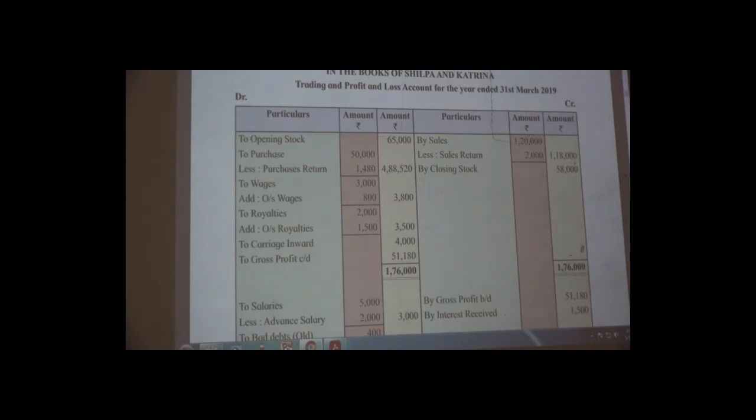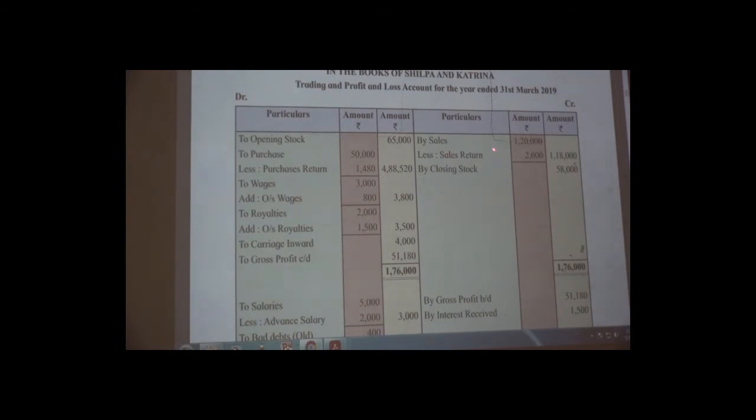Then see the next item in question. It is sales return. See, sales return, what is done? Sales return is always deducted from sales. Sales is the income of the business. So this income will be shown on trading account credit side. So see here, sales return is to be deducted from sales.